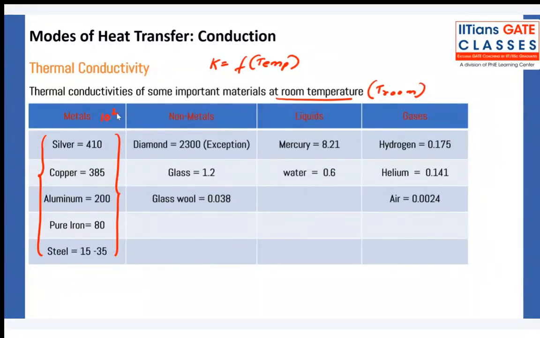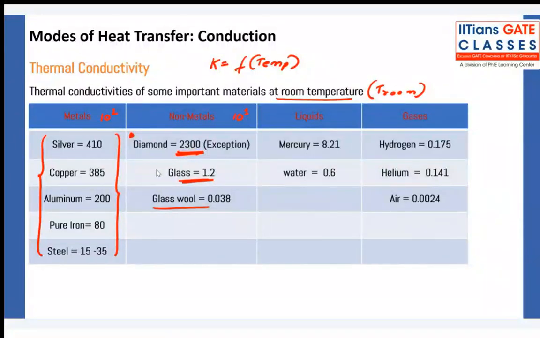In non-metals, it is in the range of 10 to the power 1, 1.2, glass wool. But there is a point here. Diamond is a non-metal, but it has very high thermal conductivity. It is an exception. We are going to talk about this in a little while. Only diamond is an exception.